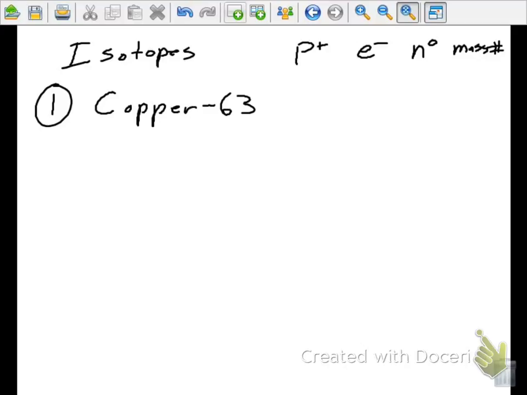So, where do I find protons for copper? On the periodic table, right? How many protons does copper have? 29. You see copper? See that atomic number? The atomic number tells you how many protons it has. So 29. Everybody agree with that? Okay, so anytime you want to know how many protons a certain element has, look at the atomic number. They'll give you the symbol, give you the name.